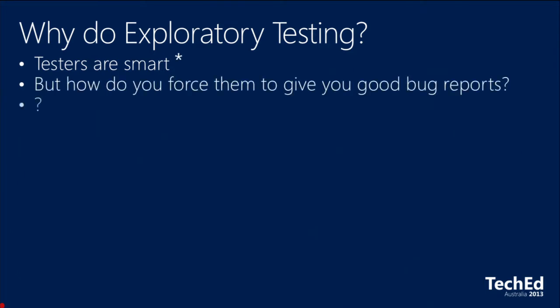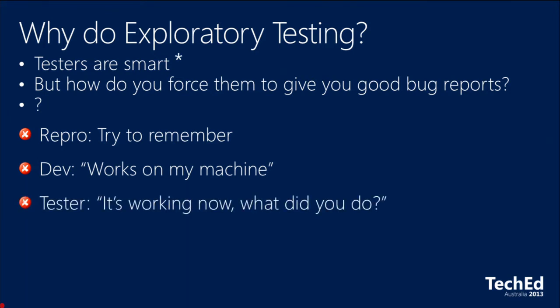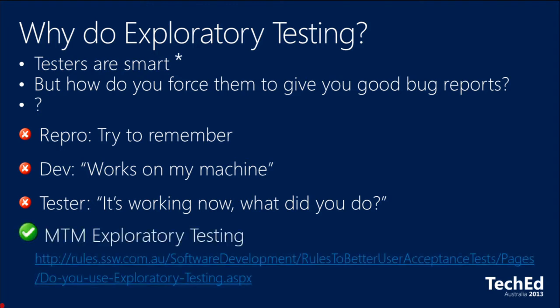How do you force them to give good bug reports? In this way, they cannot do a bad bug report, really, because the worst thing that a tester does is not give you the exact repro steps. They often try to remember. The dev says, oh, well, it works on my machine. And you go, well, then do these steps. And then the tester says, oh, it's fixed. What did you do? Well, I didn't do anything. You can't reproduce the thing. And that's the cycle. And if you have that cycle, you've got to fix it. That's the easiest way to fix that problem so it never appears. So use MTM exploratory testing.